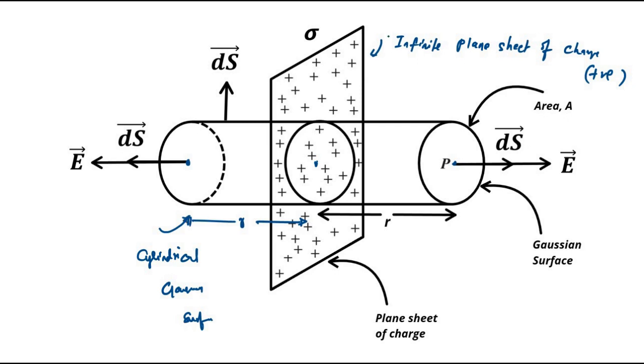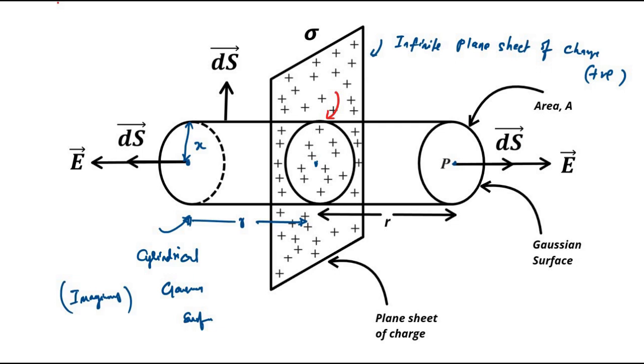Okay, and it will have a certain radius. Here we have already taken R, so we will take a different symbol. Let's say this radius is X. So this is the imaginary Gaussian surface, a hypothetical imaginary Gaussian surface. This cross section of this imaginary Gaussian surface covers the plane sheet and accumulates this much charge within it, that is our main focus here.